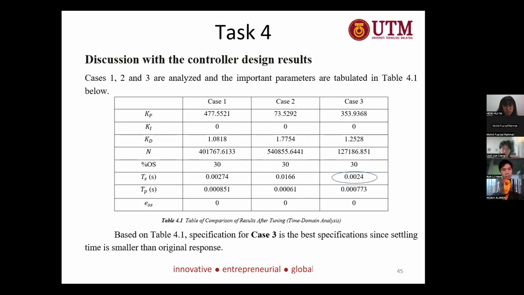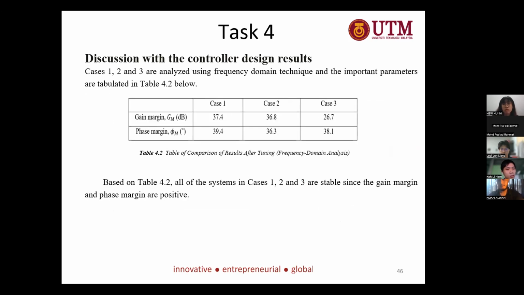Next. Based on table 4.1, the case 3 specification, where KP equals 353.9368 and KD equals 1.2528, is the best specification since the settling time is smaller than the original response. For the frequency domain analysis shown in the next slide, the system is stable. For table 4.2, by using the frequency domain analysis, as shown in the PID tuner parameters, case 3 is the stable system where the gain margin is 26.7 decibel and phase margin is 38.1 degree, which are positive, implying that the case 3 system is stable. So now I will pass to Noah for presenting task 5.